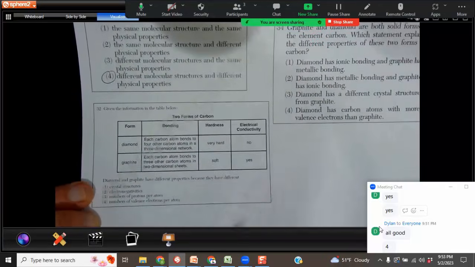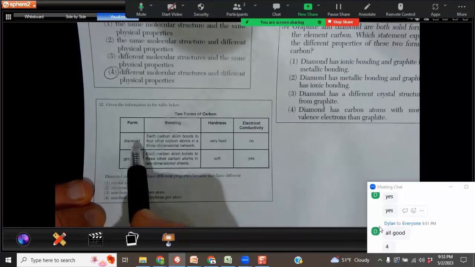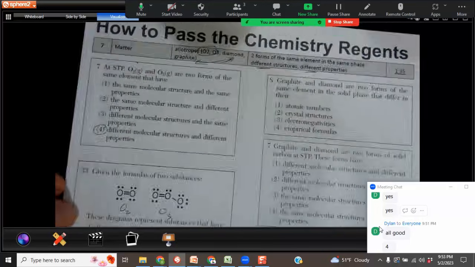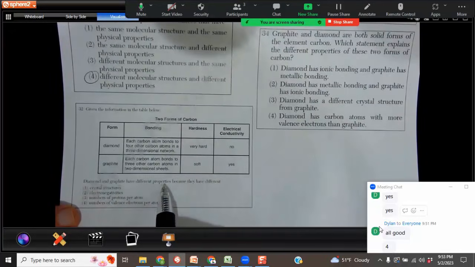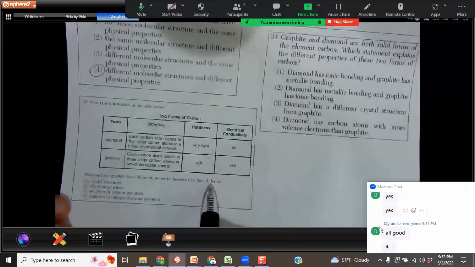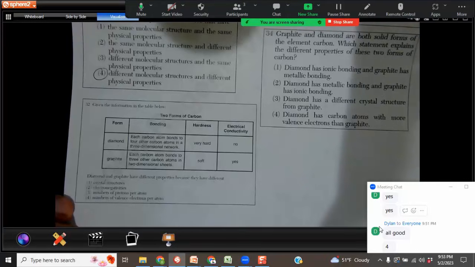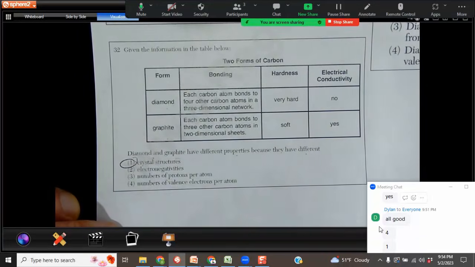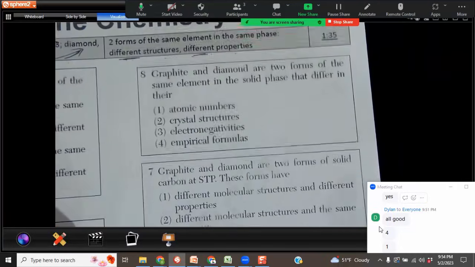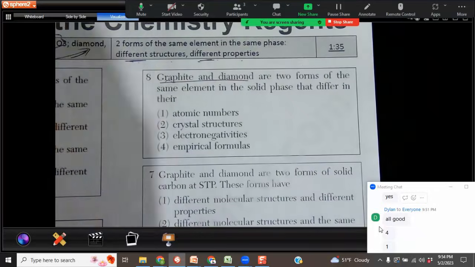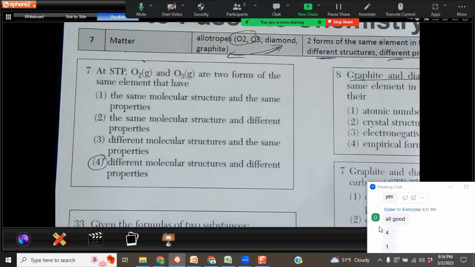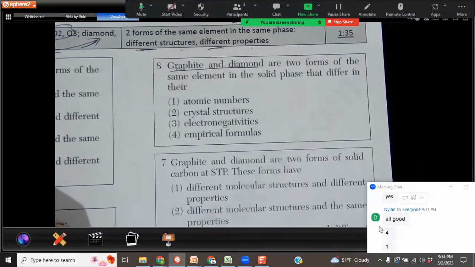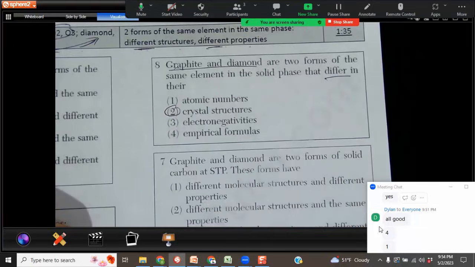And move on to this one here. This time they're talking about diamond and graphite. That was the other example that's in the study guide here, diamond and graphite. And so diamond and graphite have different properties because they have different, let me zoom in a little bit over here. What do you guys think there? 1. That it is, different structures, different properties. And then we go to the top right over here. Again, they're talking about graphite and diamond. So by now, when you see graphite and diamond, you already know they're probably asking about allotropes. When you see ozone and oxygen, they're most likely asking about allotropes, which again have different structures, different properties.